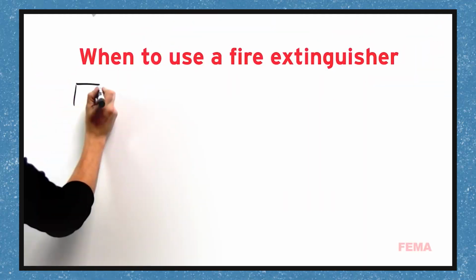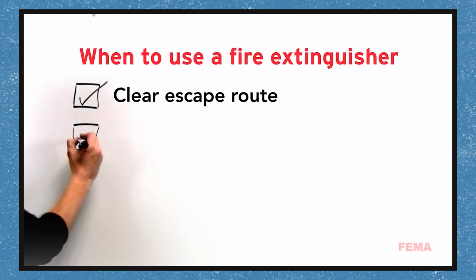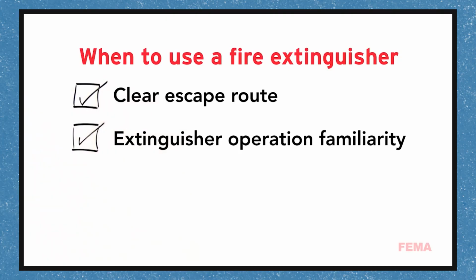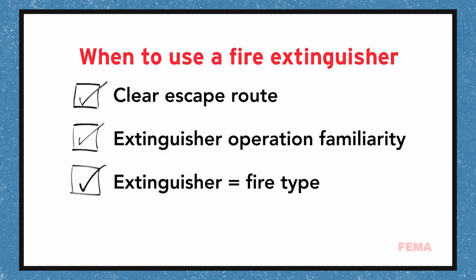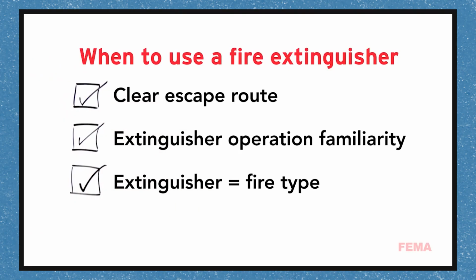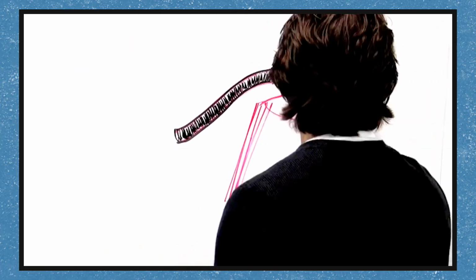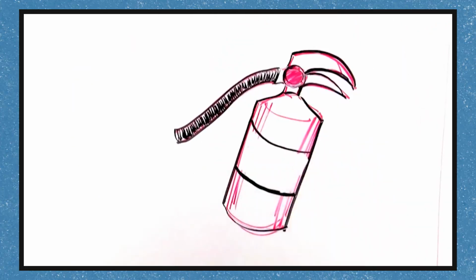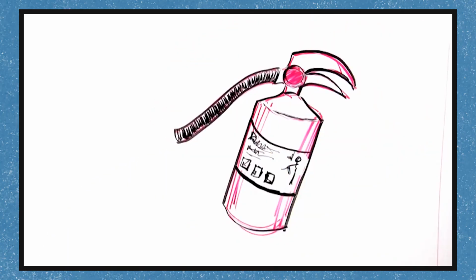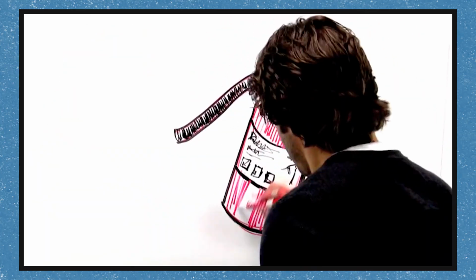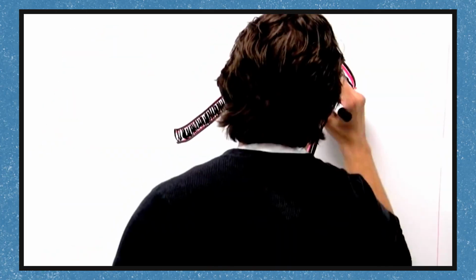Before using one, make sure that you have a clear escape, you are familiar with the operating instructions of the fire extinguisher, and that the fire extinguisher you have is suitable for the fire you're facing. Before using the extinguisher on a fire, look at the fire class symbols on the front label to make sure the extinguisher you have is suitable for the type of fire you're facing.